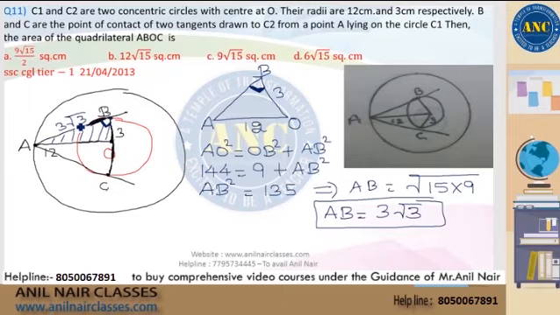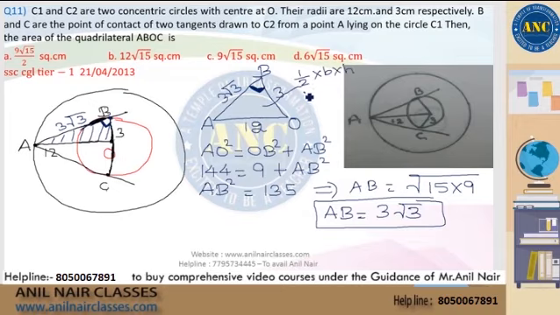Sir, why are you doing it that way? This AB is 3 root 3. And we know that it is a right angle triangle. What is the area of a right angle triangle? Area of a right angle triangle is half into base into height.